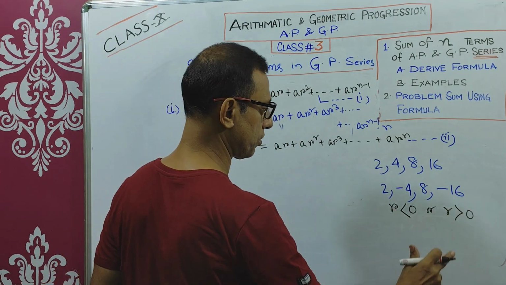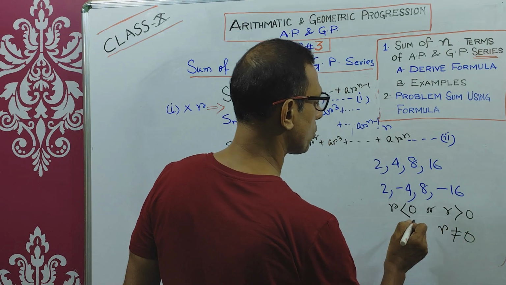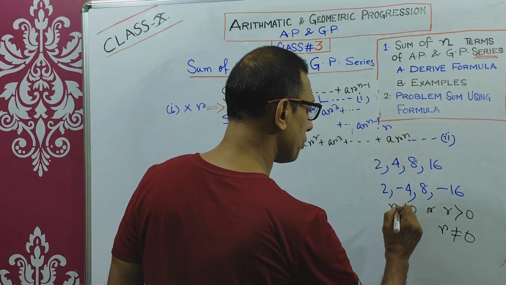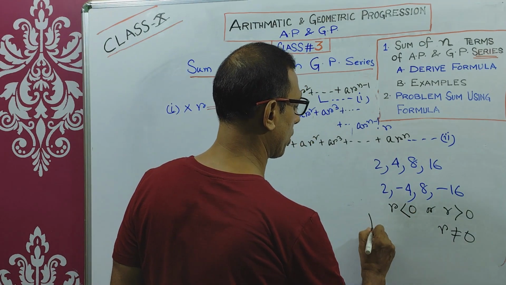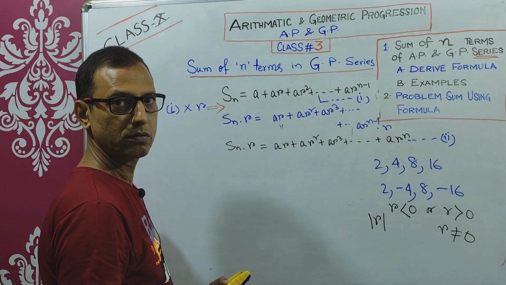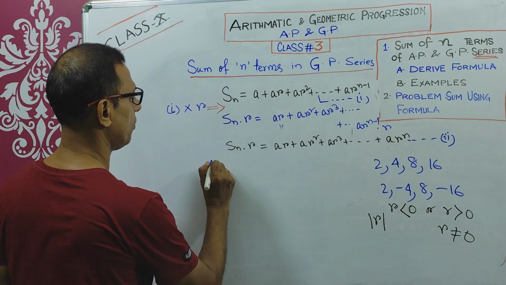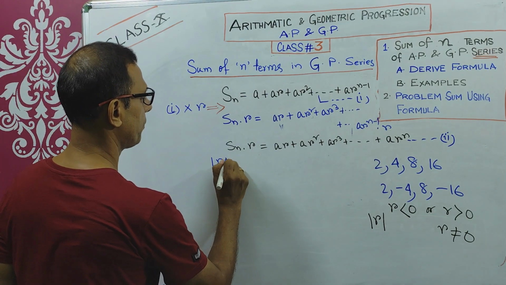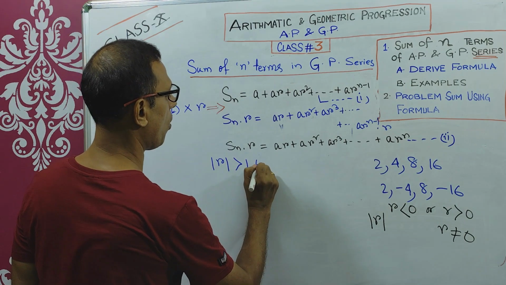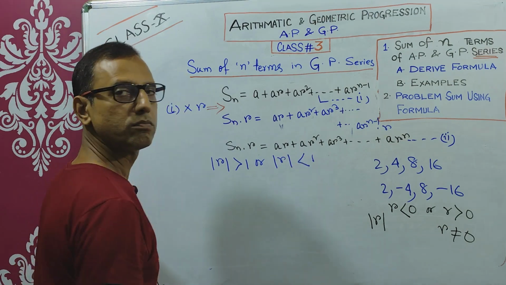But R not equal to 0, right? So R less than 0 or R greater than 0, it could be. So therefore we will take only mod R. Mod R means always we are taking the value of R, right? If mod R, there could be different scenarios. Mod R could be greater than 1, or mod R could be less than 1.